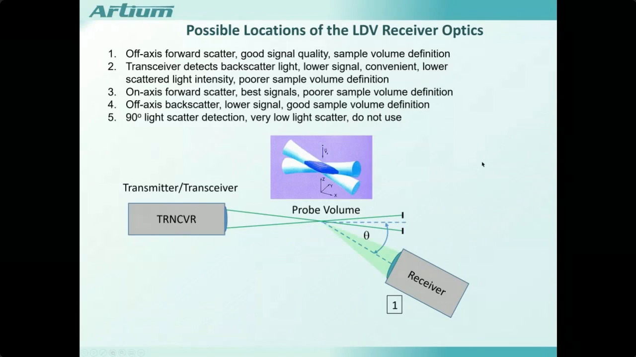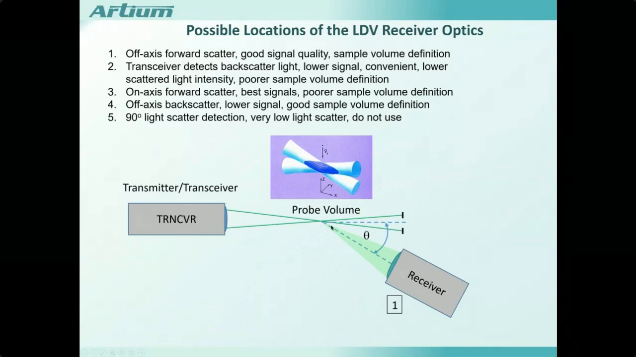So in my selection process, the preferred location is what's called off-axis forward scatter. So we have the transmitted beams coming out of the transceiver or transmitter in this case, and we locate the receiver off the beam axis. There's a number of reasons for that. One, when using an aperture in the receiver, it only allows light scattered from the central part of the beam intersection.